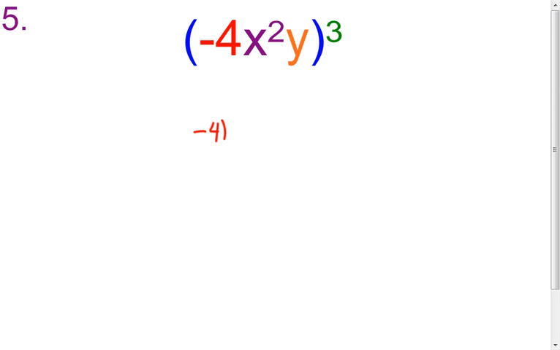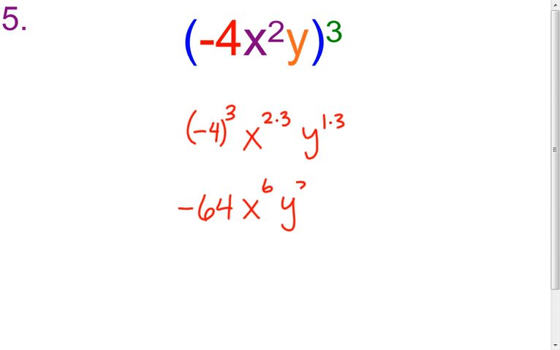Similarly, negative 4 to the third power. X to the 2 times 3, y to the 1 times 3. Negative 4 to the third power, make sure if you're going to use your calculator that whenever you are raising a negative number to a power that you put it in parentheses. Negative 4 to the third power is negative 4 times negative 4, which is positive 16, times negative 4, which is negative 64. X to the 2 times 3 is 6, y to the 1 times 3 is 3.